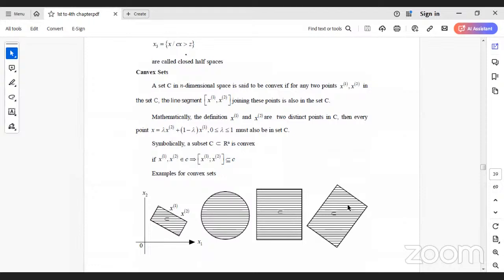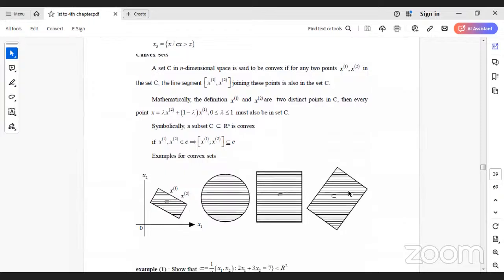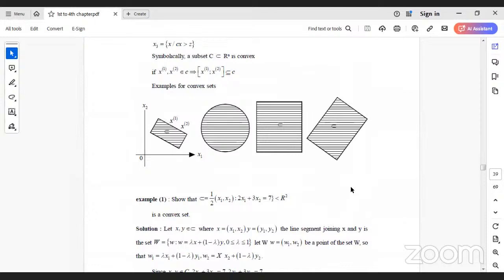Symbolically, a subset C of Rⁿ is a convex set if for x¹ and x² in C, the segment [x¹, x²] is contained in C. Example convex sets we are taking here: one is the circle and the square.